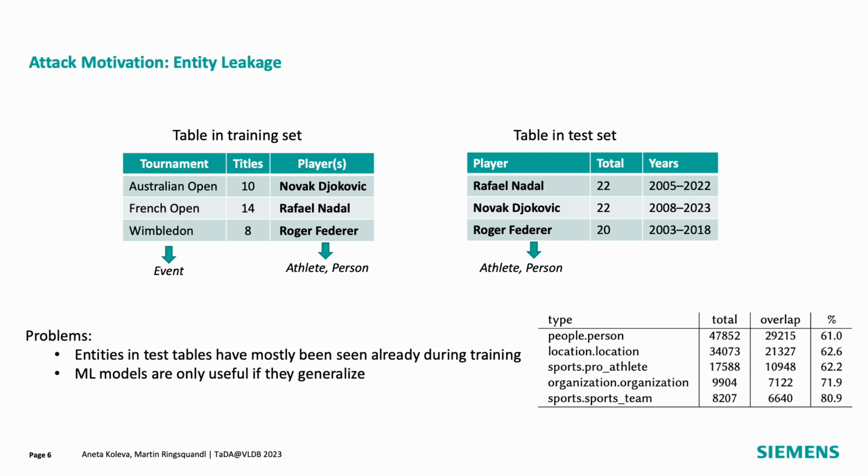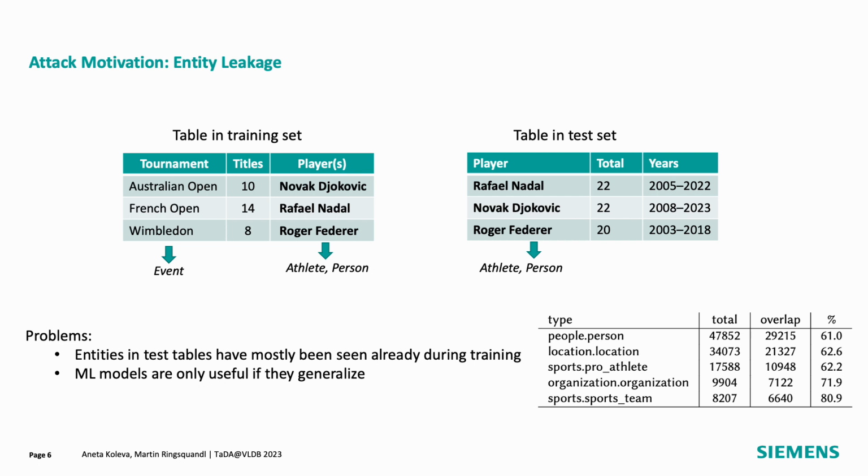However, having a close look into the training and test sets commonly used for evaluation of the column type annotation problem, we can see that there is an existing overlap of entities between these two datasets, and it's a significant overlap. Namely, in the table here on the right, we can see that this overlap can be up to 80% of the entities. So this means that 80% of the entities from the test set have also been seen during the training of the model.